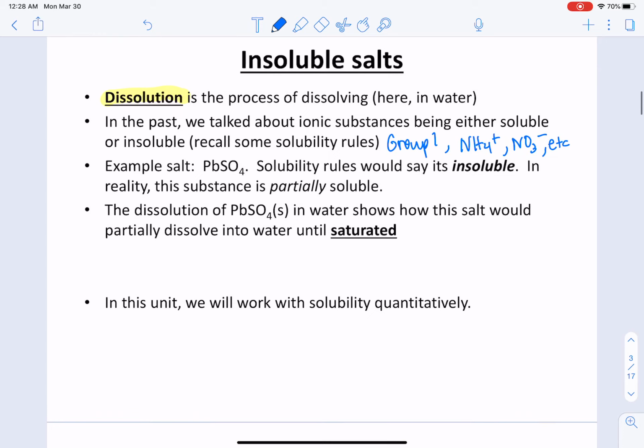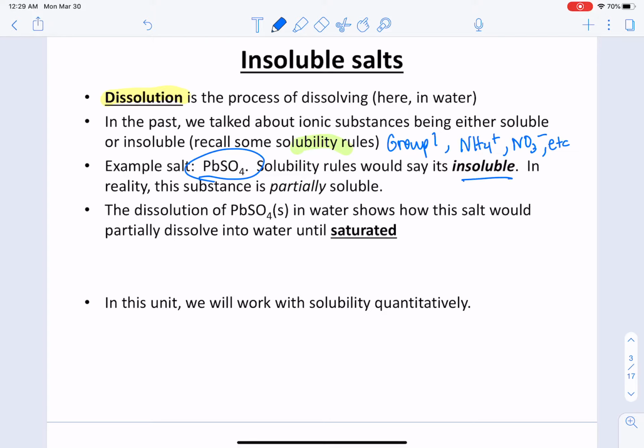We're going to start our discussion with looking at insoluble salts. The term dissolution refers to how a substance will dissolve here in water, and we've talked about solubility before. We talked about some solubility rules in the past, things like group 1 salts, like sodium, potassium, they're always soluble. Ammonium is always soluble. Nitrate, there are other things. Right now we're going to talk about lead sulfate. Our solubility rules will tell us that lead sulfate is insoluble.